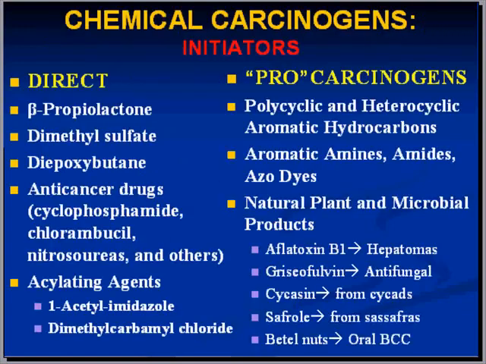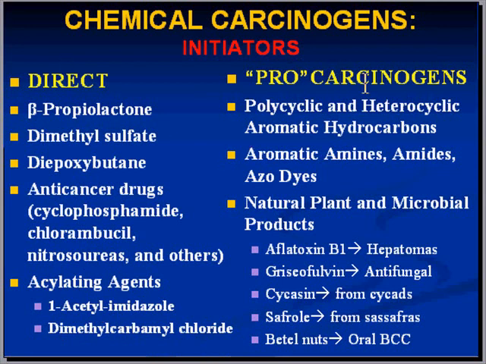These are the initiators. The carcinogens may work absolutely directly by virtue of their chemical structure, or these initiator carcinogens may be metabolized in the body to be carcinogenic. So you might want to make that distinction. Dimethyl sulfate, diepoxybutane, beta-propiolactone, these are all absolutely direct initiators. You put them on cells, they will initiate the cancer. Almost all of the chemotherapy drugs, especially things like cyclophosphamide and chlorambucil, and the nitrosoureas, are also carcinogenic in themselves. Acylating agents such as 1-acetylimidazole and dimethylcarbamyl chloride are all direct initiators as well.